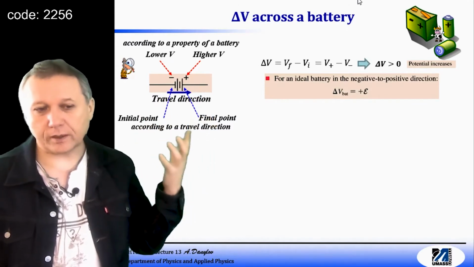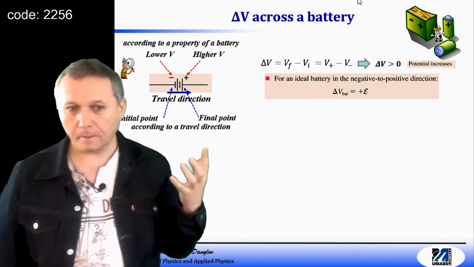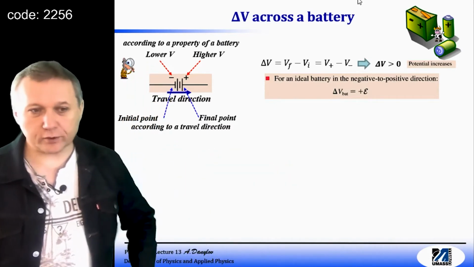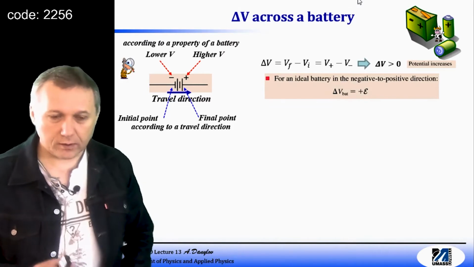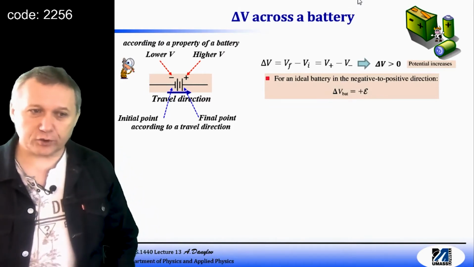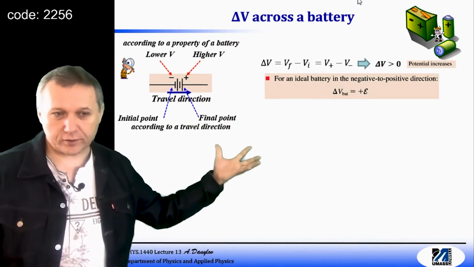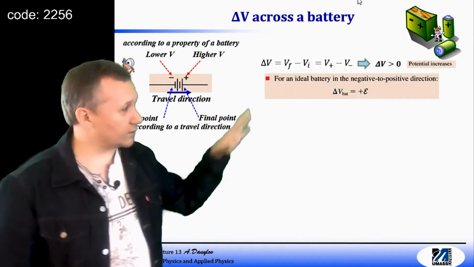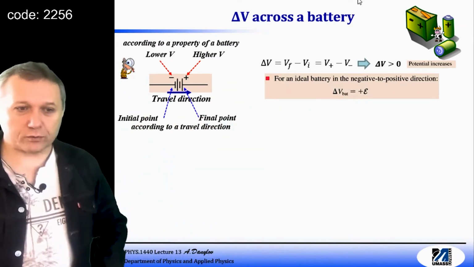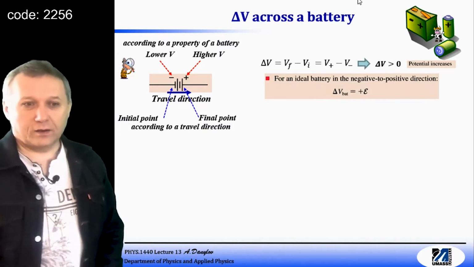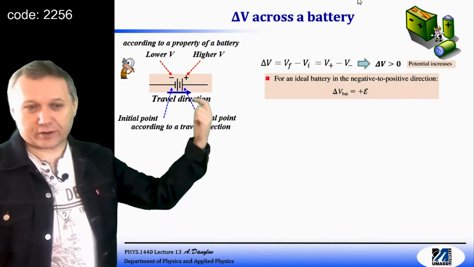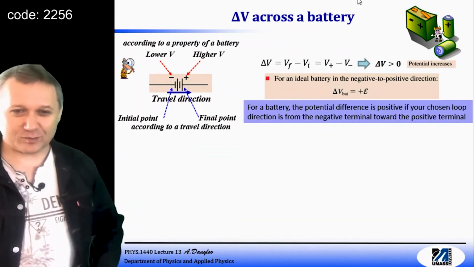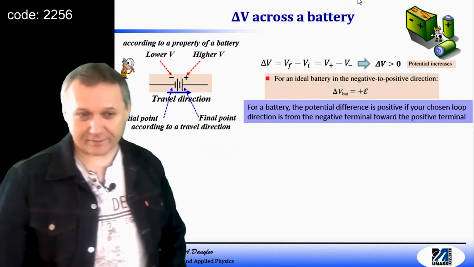So mnemonic rule number 1. If you travel from the negative electrode to the positive electrode of a battery, the contribution to that loop equation will be plus EMF. We're going to practice on the whiteboard, right? Okay, so that's rule number one. Now, the reverse situation. What if you travel from plus to minus? Of course, you can tell immediately that the contribution will be negative, minus EMF.